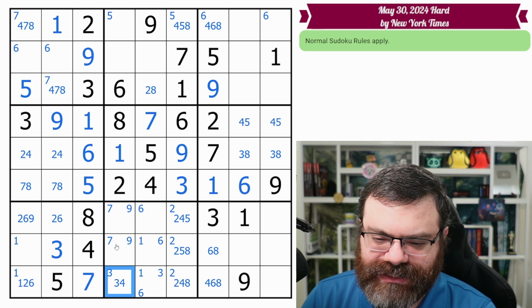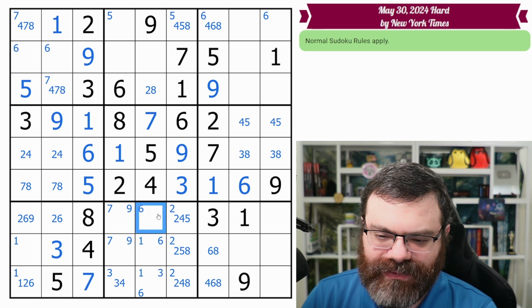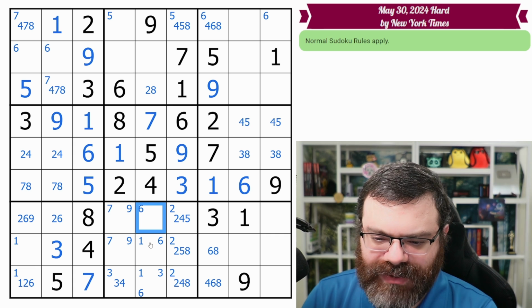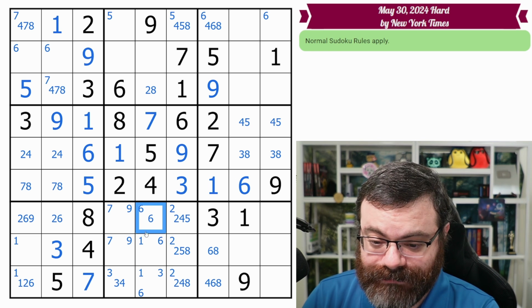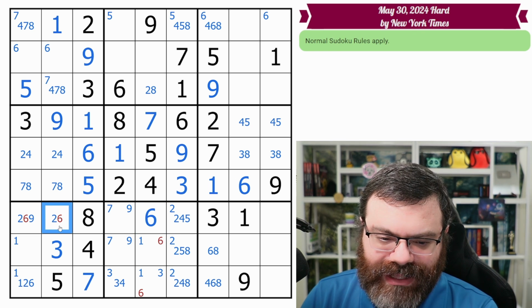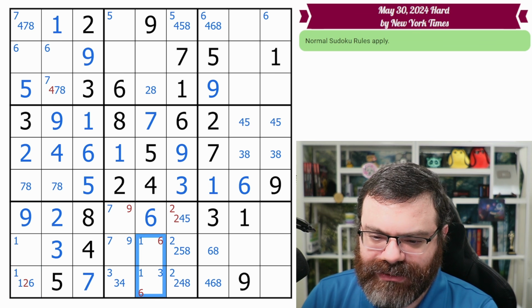It can't be 5, 6, 7, and it can't be 8 or 9. So it is down to 3, 4. This cell can't be 1, 2, 3, 4, 5. Could be 6. Can't be 7, 8, or 9. Nah, we have a 6 right here. So that's what we were missing, and that makes this a 2 and a 9. 4 and 2. These aren't 6s.